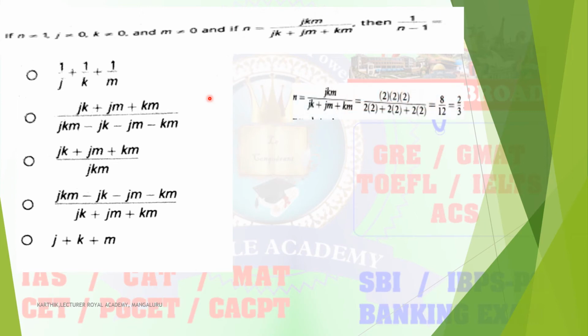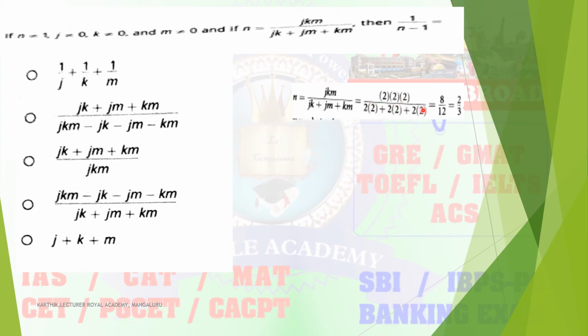First I will choose j as 2, k as 2, m as 2. Why? Because you can choose any value, except the restricted ones. n should not be 1, and j, k, and m should not be 0. Other than these values you can choose any value. So I will choose j as 2, k as 2 and m as 2.